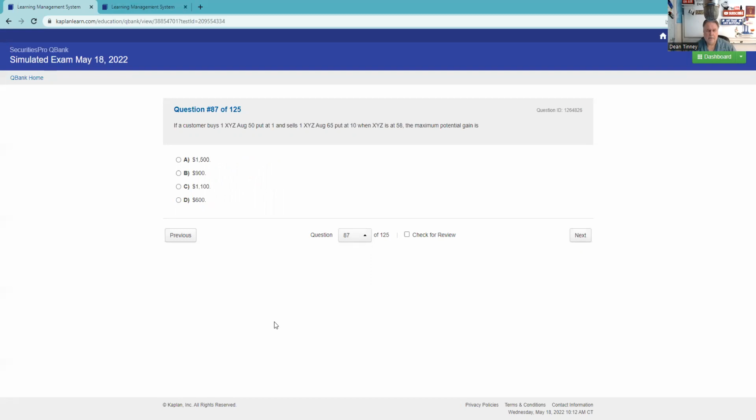A customer buys one August 50 put at 1 and sells an August 65 put at 10. The maximum potential gain is, so you need to recognize this is a credit spread, right? I brought in 10 for the 65, paid out for the 50 put. So I collected $900. Whenever I collect money, the best case is I keep it. So I'm hoping XYZ is 65 or higher. The contracts expire worthless and I keep $900.